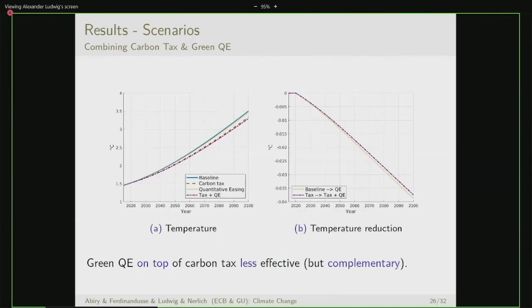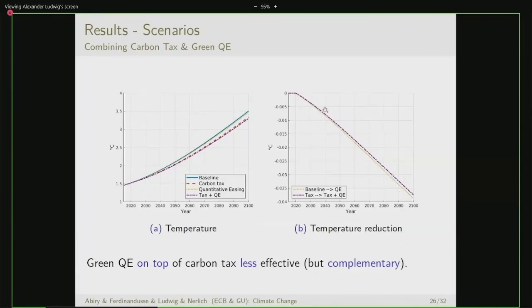In terms of the temperature reduction, let me just ask about combining the two instruments. This is a little bit hard to see here, but you see basically that the effect of the tax and QE is larger than having the carbon tax alone. So the purple line is underneath the red line. So in that sense, green QE doesn't do any harm. The effect is relatively mild, but it helps.